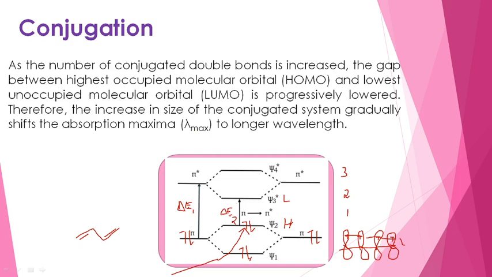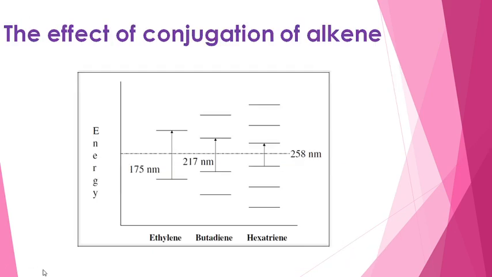Now we are considering delta E2. Delta E2 is decreasing. Then what about lambda 2? Lambda 2 must have higher energy, I mean lower energy and longer wavelength. That means on conjugation the wavelength of a particular absorption will increase towards the longer value side. That means you are finding the bathochromic shift, an increase in the wavelength, or you find red shift. Okay. So on conjugation you are finding the bathochromic shift or red shift.